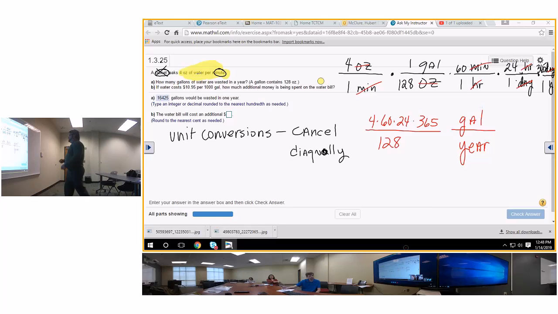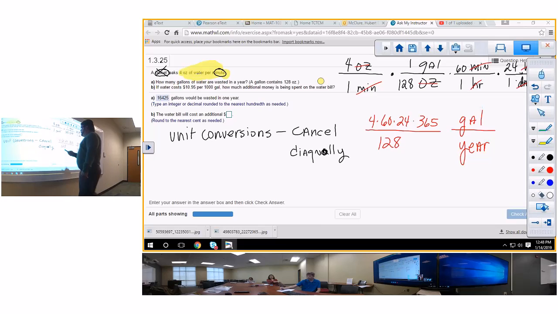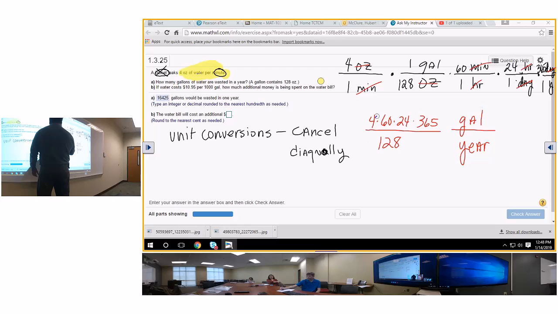This is a trick I learned in the war. That's a joke. I'm going to cancel this 2. 2 will go into 4 2 times. 2 will go into 128 64 times. 2 will go into 2 1 time. 2 will go into 64 what? 32 times. 8 will go into 24 how many times? 8 will go into 32.